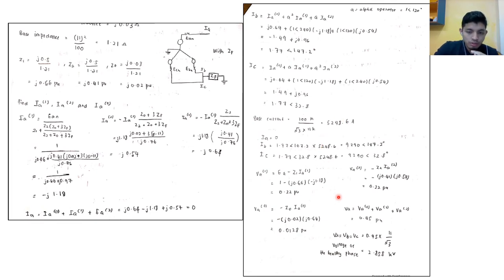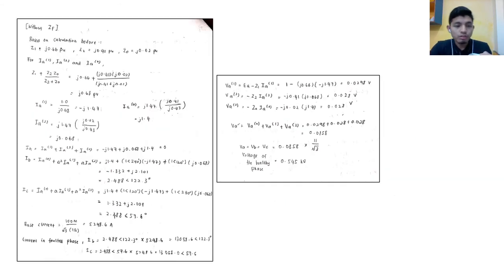The same procedure is also needed for the voltage of the healthy phases, but for the voltage we have a different formula. We have it for the positive, negative and zero sequences, and after we find each of the components, we can use this formula to find the voltage of the healthy phases.